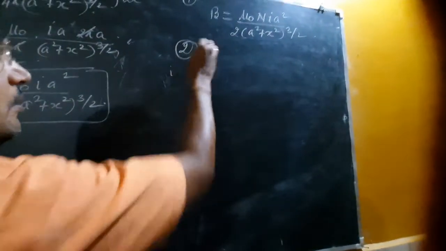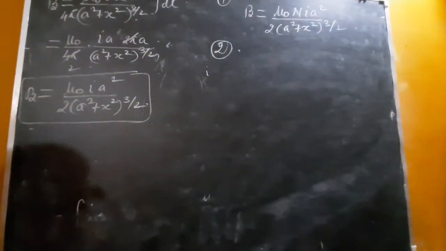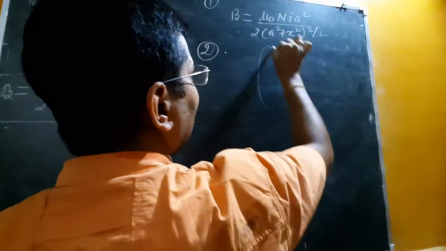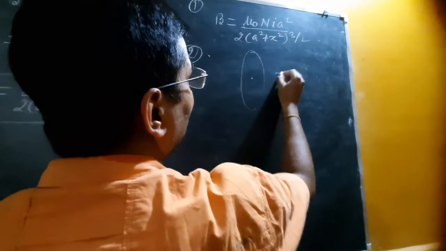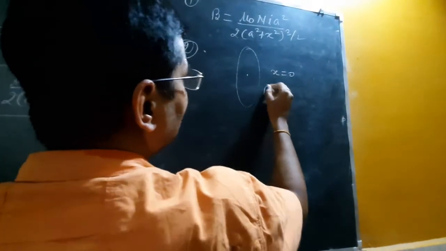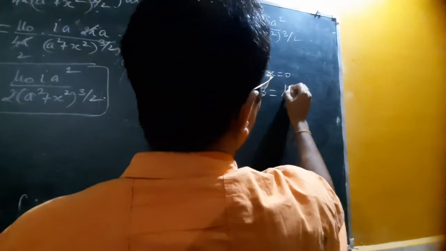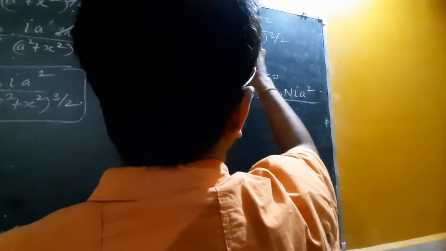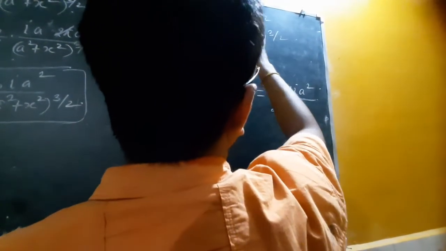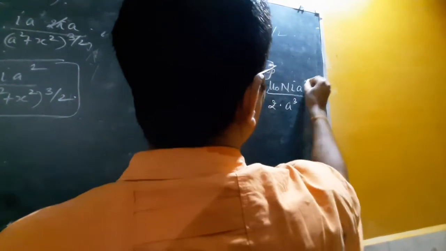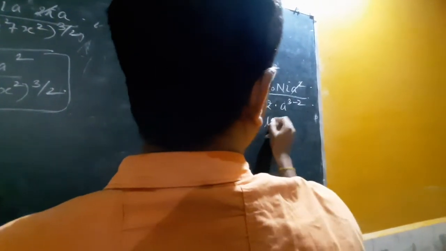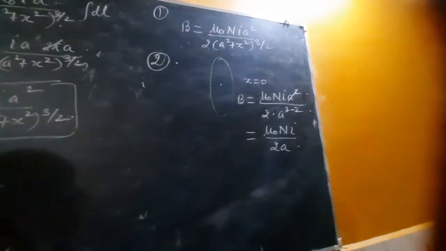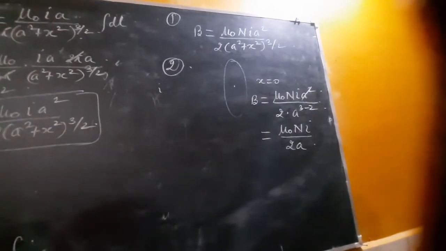Second point, I am supposing that we have to find magnetic field at the center of loop. In order to find the magnetic field at the center of current carrying circular loop, put x is equal to 0 in the above relation, and you will have mu naught N I a square upon 2 a square to the power 3 by 2. 2 cancels, a cube, a square will be cancelled with this, and this will be mu naught N I upon 2a. This is the magnetic field at the center of current carrying circular loop.